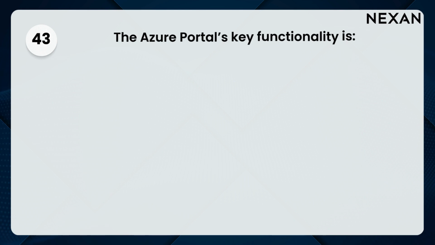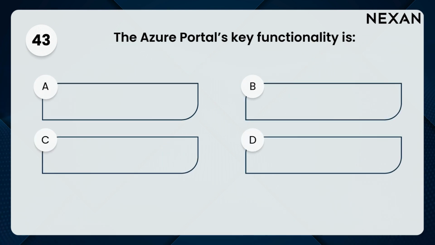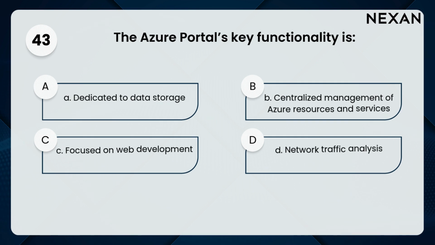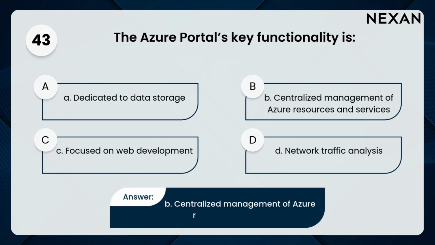43. The Azure portal's key functionality is A. Dedicated to data storage. B. Centralized management of Azure resources and services. C. Focused on web development. D. Network traffic analysis. Answer: B. Centralized management of Azure resources and services.